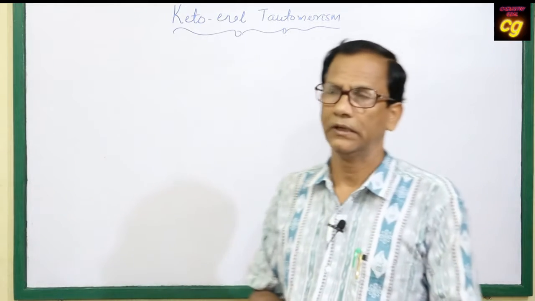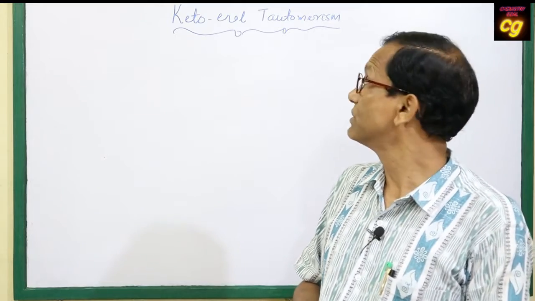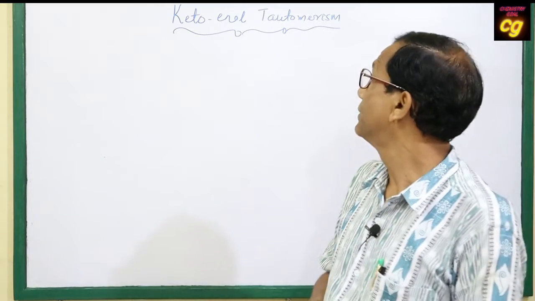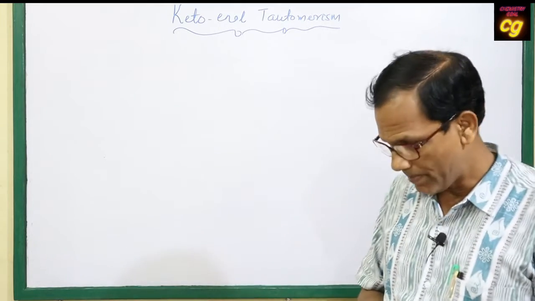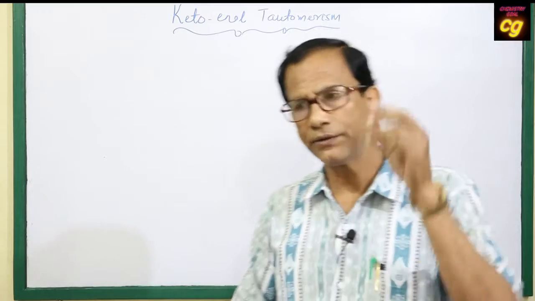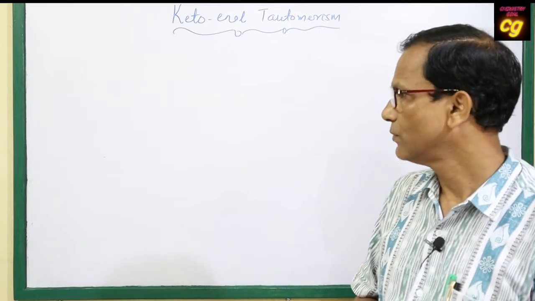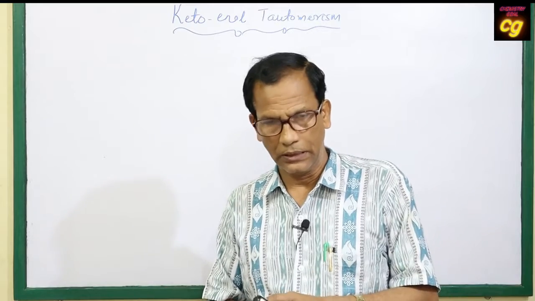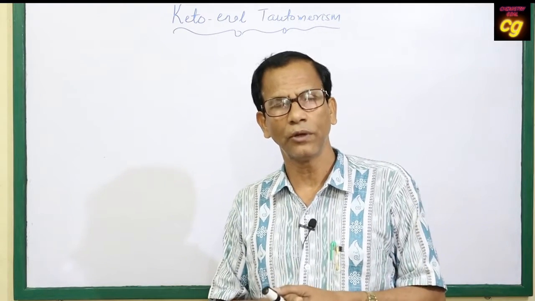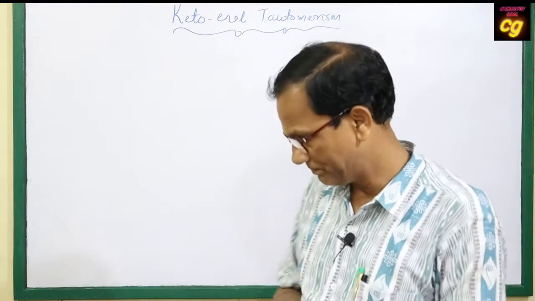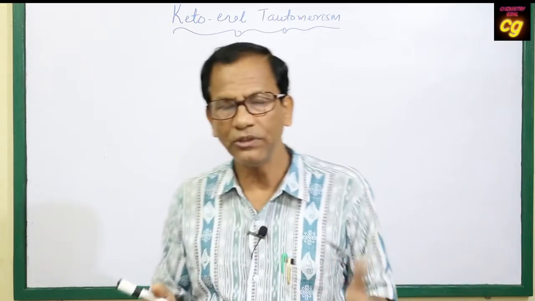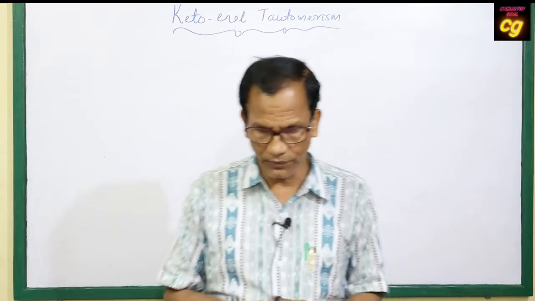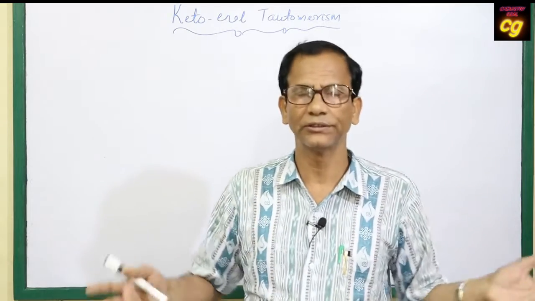Hello students, today we are going to discuss the keto-enol tautomerism. It is a very important part of isomerism. We know isomers have the same molecular formula but different structures. Let me tell you one example. Suppose you look at my figure.